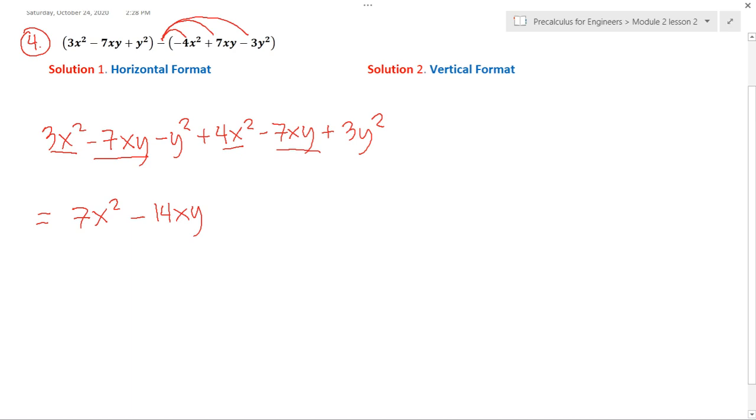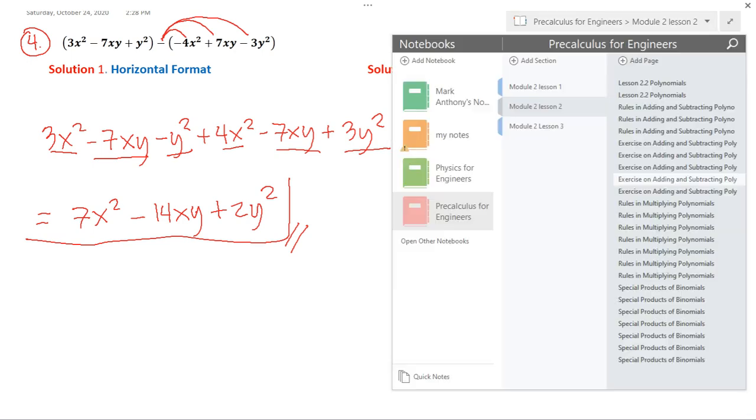How about our y squared? So we have negative y squared plus 3y squared. So we now have plus 2y squared. So this would be our final answer for this example. So ganun lang class. Combine mo, don't forget to distribute, especially nag-subtraction na tayo for the horizontal format. Then kayo na bahala mag-solve dito sa vertical format.